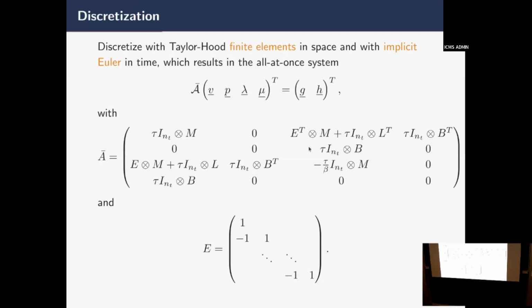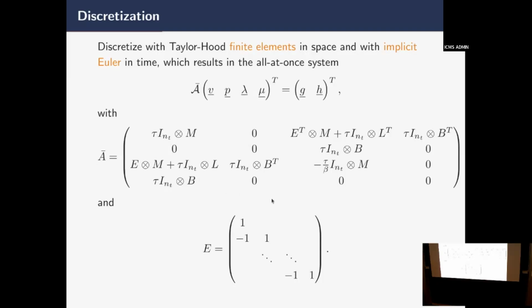And what we have then is this discrete system. So we want to solve a linear system with this matrix here. NT is the number of time discretization points, or the step size of the time discretization. M is the mass matrix. L is the discretization of the differential operator in space. So in the Stokes problem, it's just negative diffusion. In the case of the Oseen problem, it's negative diffusion plus some wind terms, some convection terms. And also B, finally: B transpose is the gradient and B the divergence accordingly.